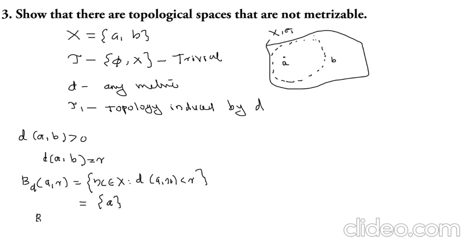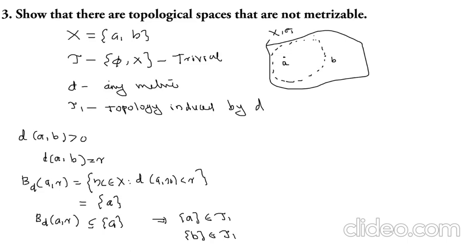Therefore we can write B_D with the center A and the radius r is a subset of itself. Every set is a subset of itself, so we get B_D(A, r) subset of {A}. That means the singleton set {A} is open in (X, D). And tau1 is the topology induced by D. That implies the singleton set {A} belongs to tau1. In the same way, we can say that the singleton set {B} also belongs to tau1.